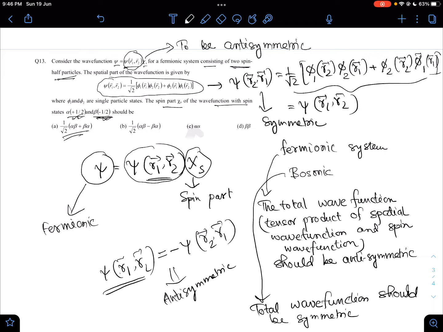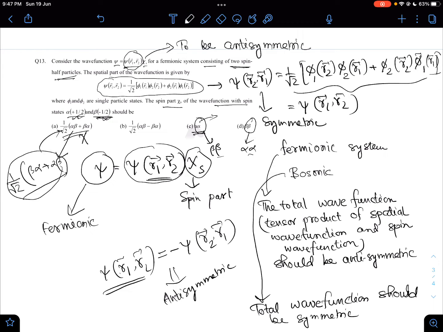If we exchange alpha and beta here, we will get beta alpha plus alpha beta, which is again the same. So this is symmetric, so this cannot be our correct answer. And if we exchange here, this is neither symmetric nor antisymmetric, and this other one is also neither symmetric nor antisymmetric because there is no beta part. If we exchange alpha to beta, it will simply become beta beta, and the other will simply become alpha alpha. So these are neither symmetric nor antisymmetric.